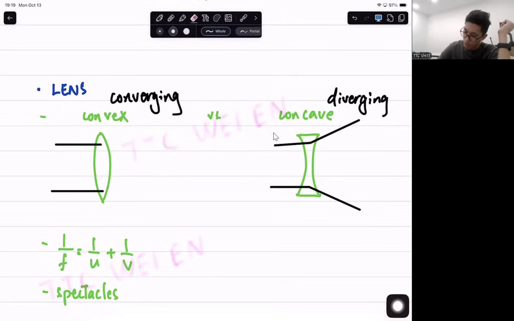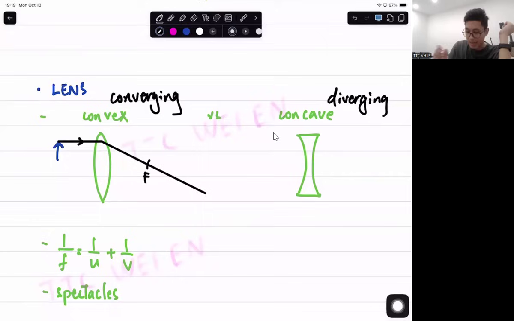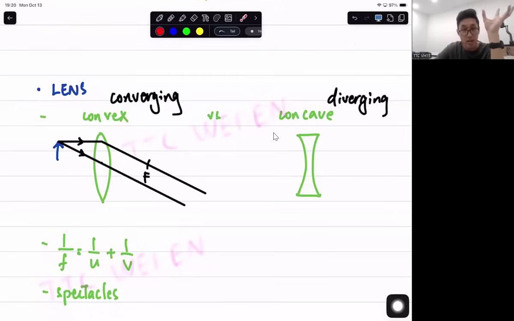So if you want to do any ray diagram drawing, this is what you do. Let's say this is your object. You go horizontal, the light ray is horizontal, then you go to the F. The second light ray, you always pass through the middle, the center point. Whatever the location here, it doesn't matter. The steps are the same.